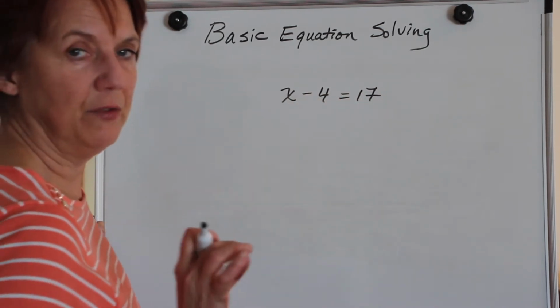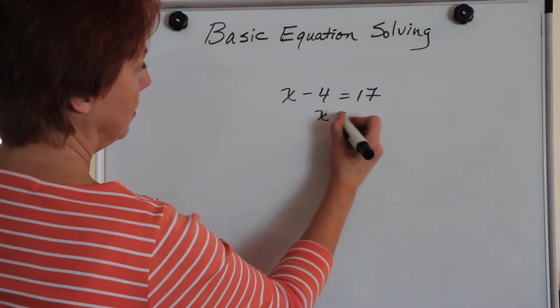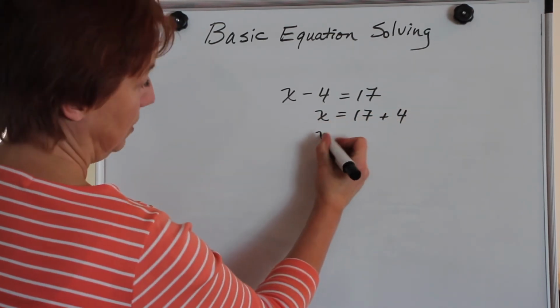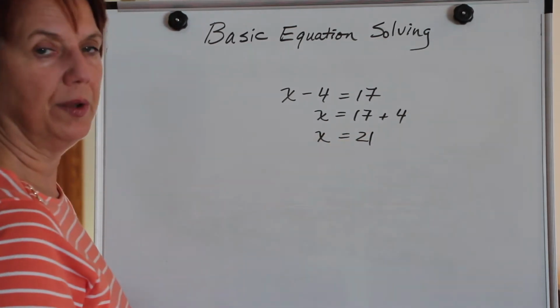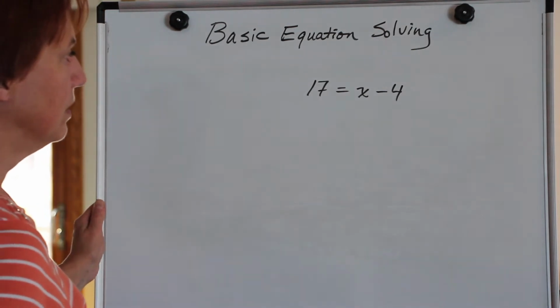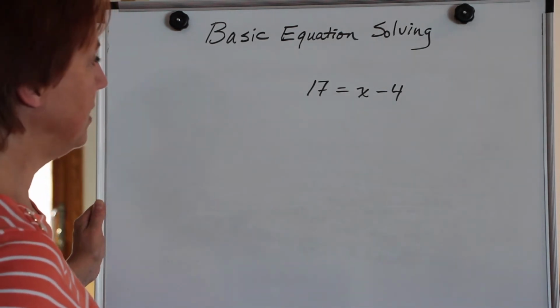Okay, we're just going to add 4 to both sides, but we're only going to write it on the side where we actually have to do the math. And then we do the math and we get 21. Your final answer should always have x on the left. So what if it had been given to you like that instead?